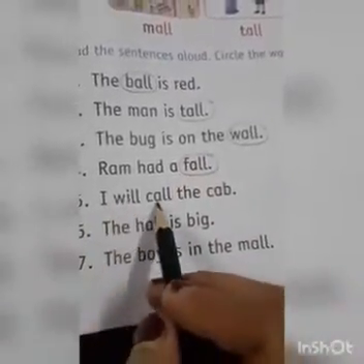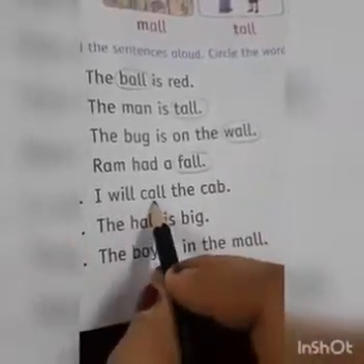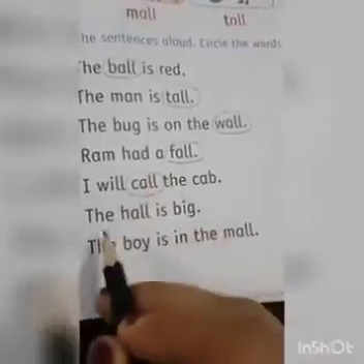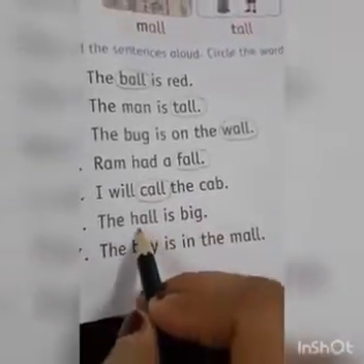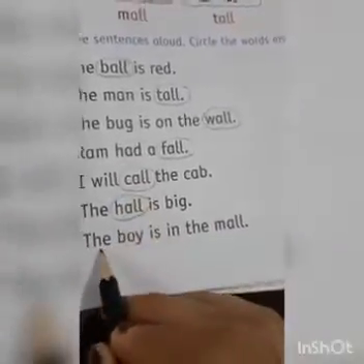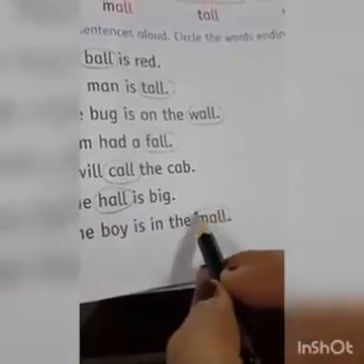I will call the cab. Where is all word? This is all word. Okay. Call. The hall is big. Hall is all words. Circle it. The boy is in the mall. Circle it.